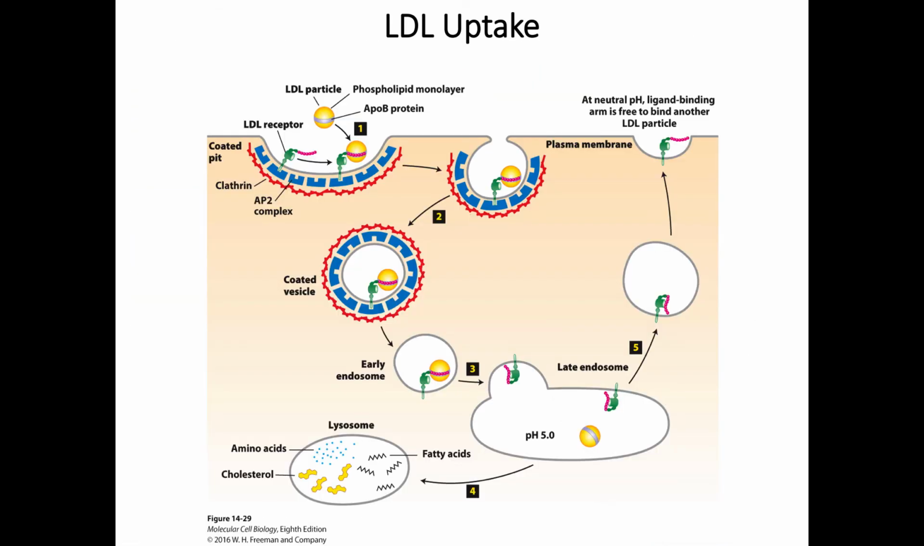So here what we are looking at is the uptake of the LDL, and here you can see the LDL is bound to the receptor, clathrin-coated pit form. It is going into an early endosome, then it is going to a late endosome. From the late endosome, you can see that it is recycled back to the cell surface.